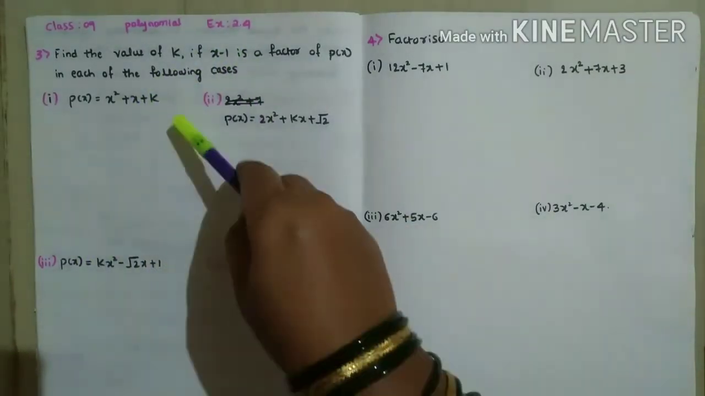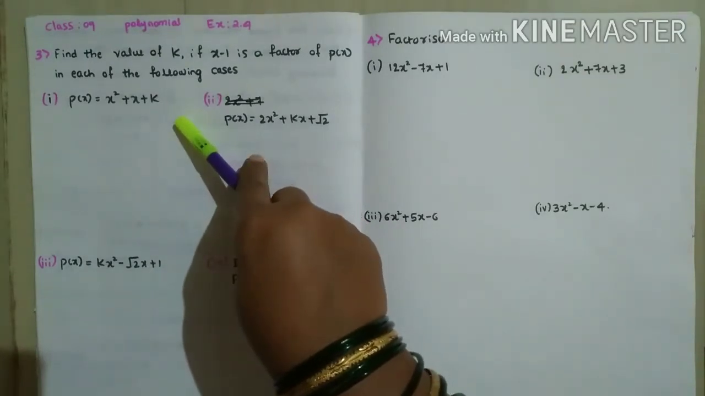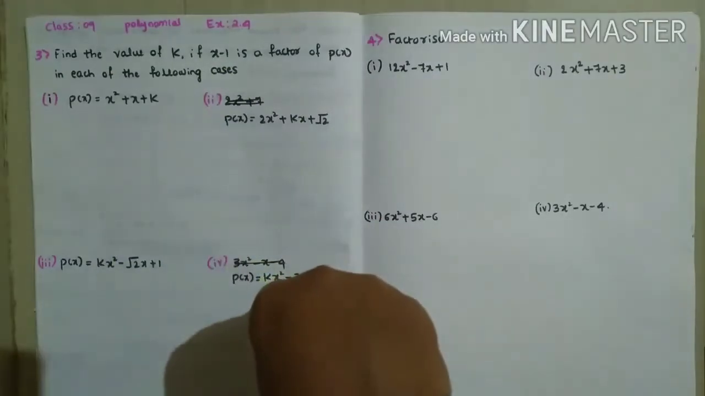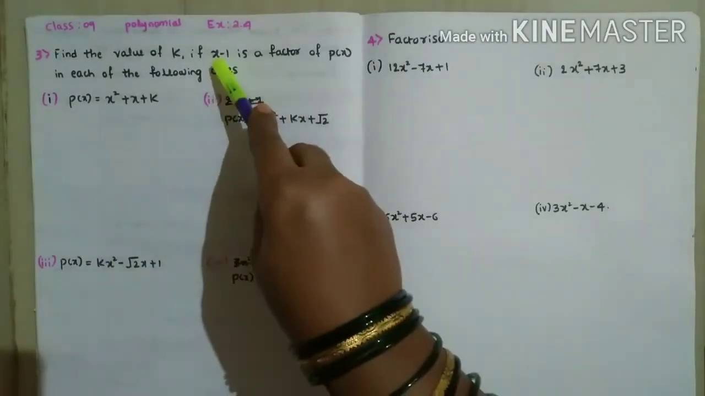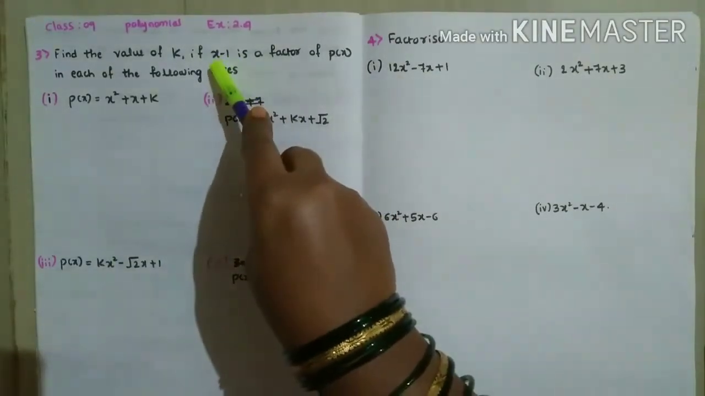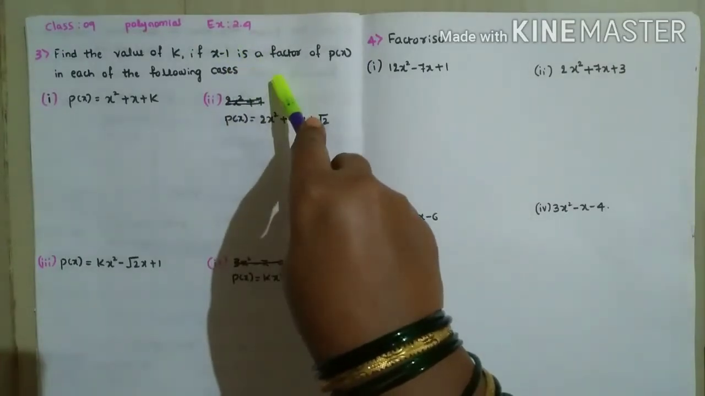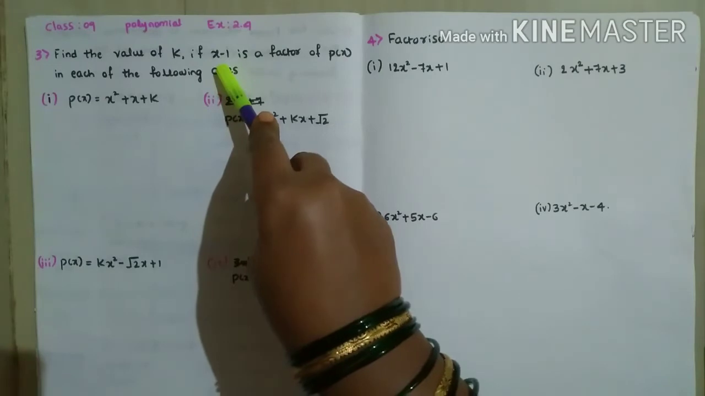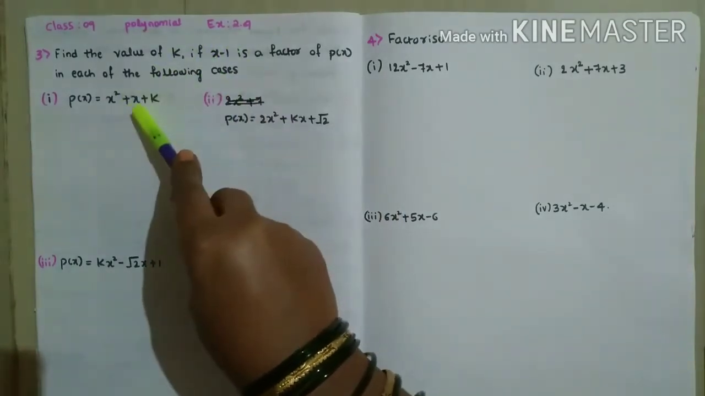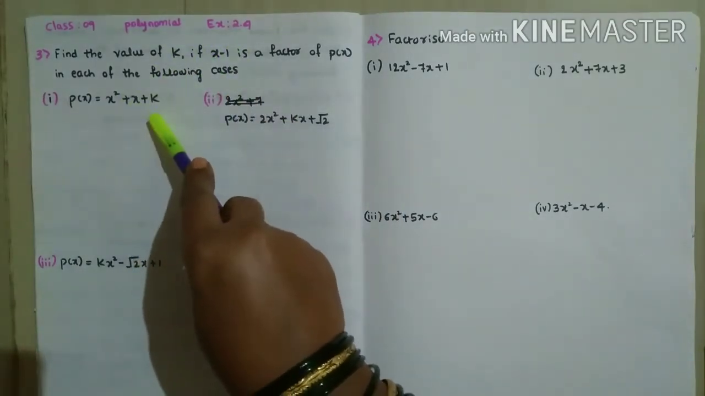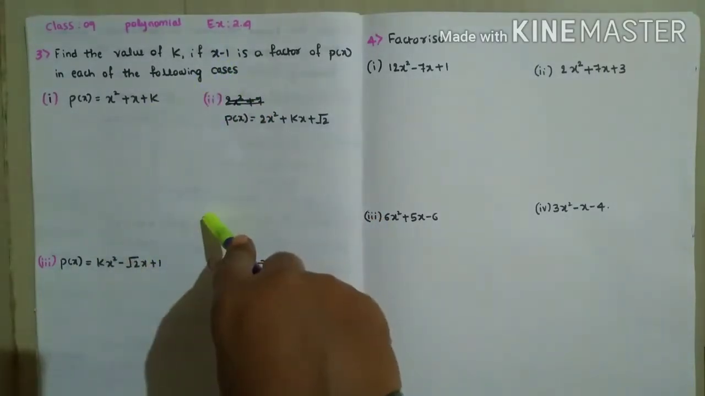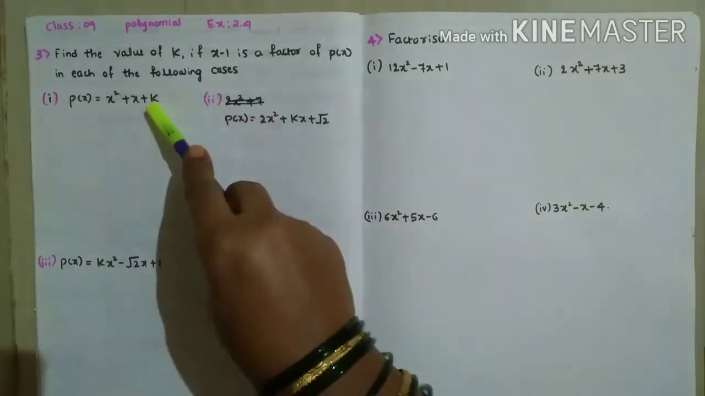All these polynomials means here four polynomials they have given. This x minus 1 is a factor of all these polynomials. Here x minus 1 is a factor means if you equate x minus 1 equal to 0, then the x value we will get is plus 1. If you substitute plus 1 in this equation you will get the answer 0. So they are saying x minus 1 is a factor of all these polynomials. They have only given that. So if it is like that, you have to find the value of k.